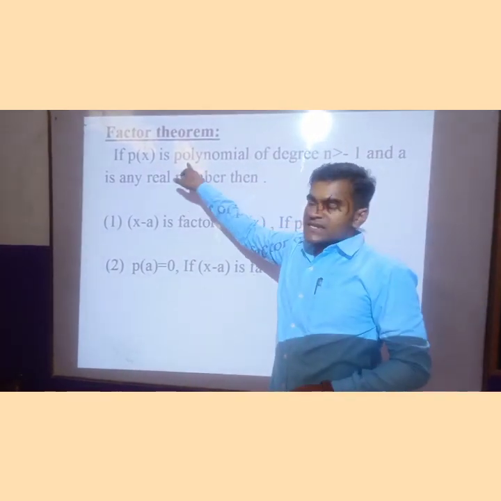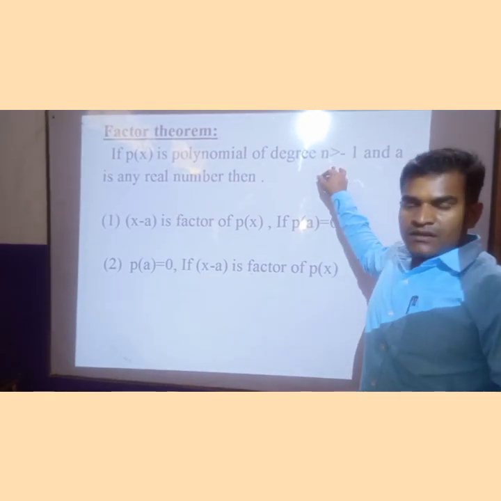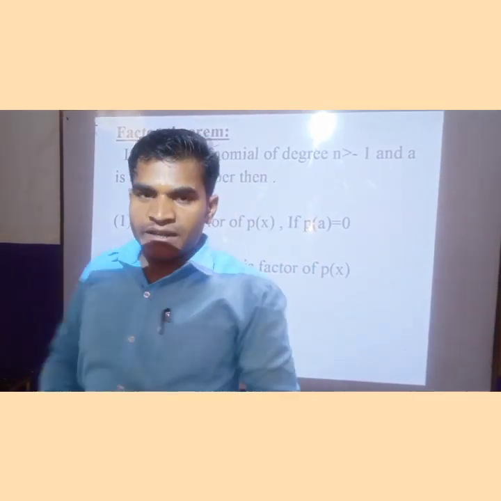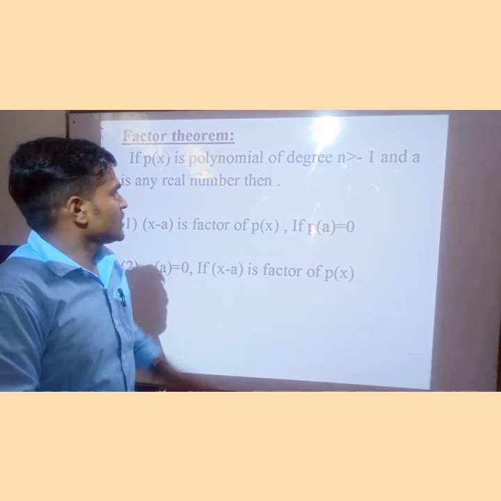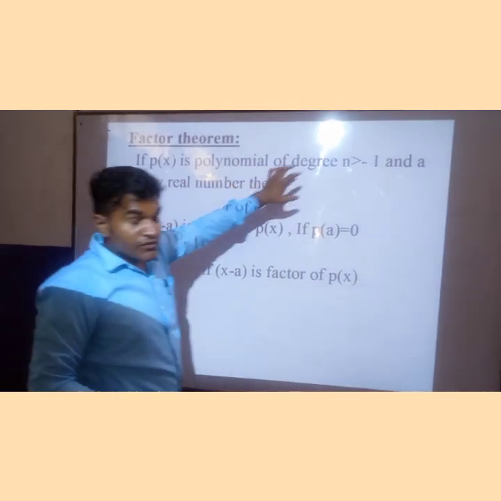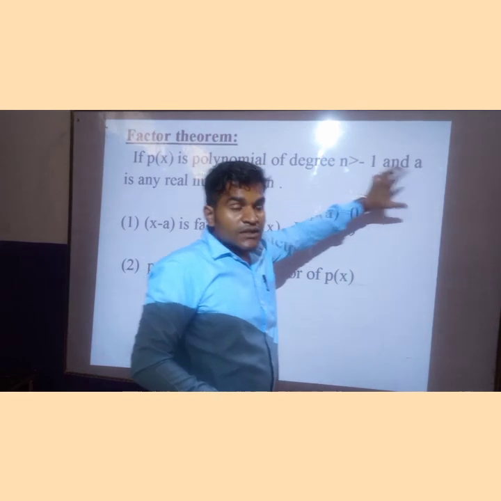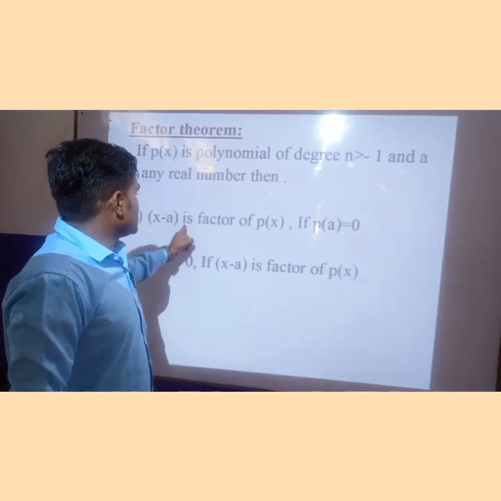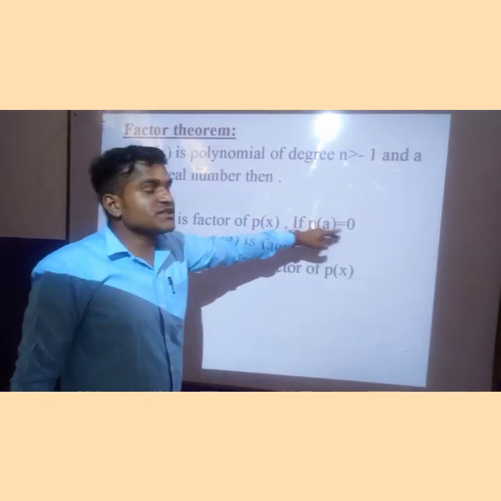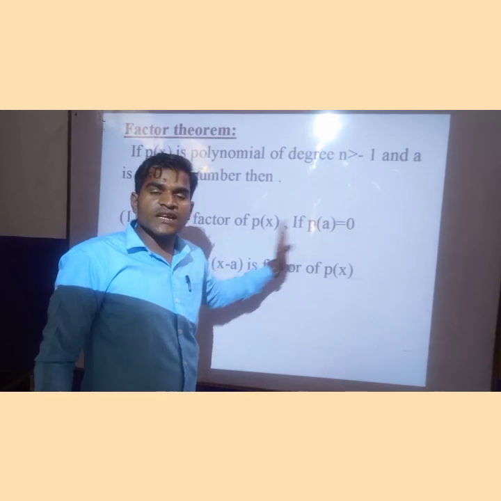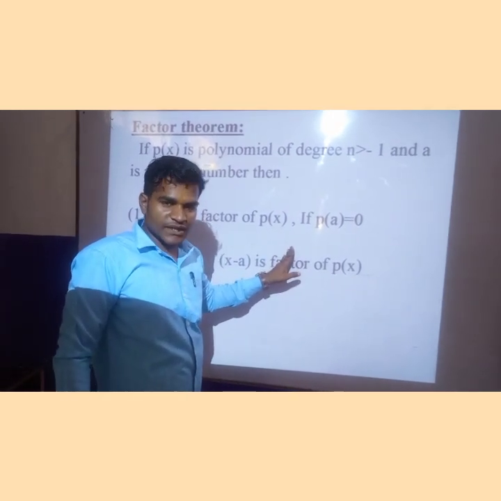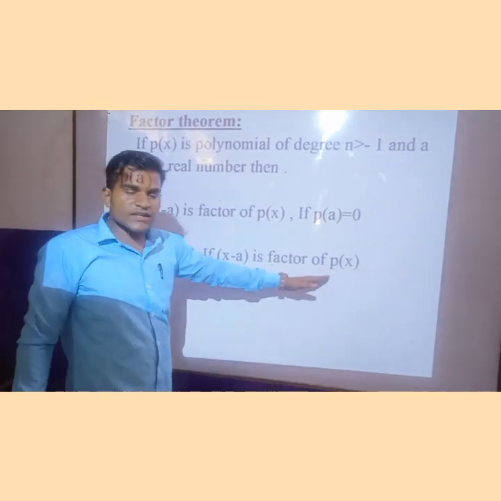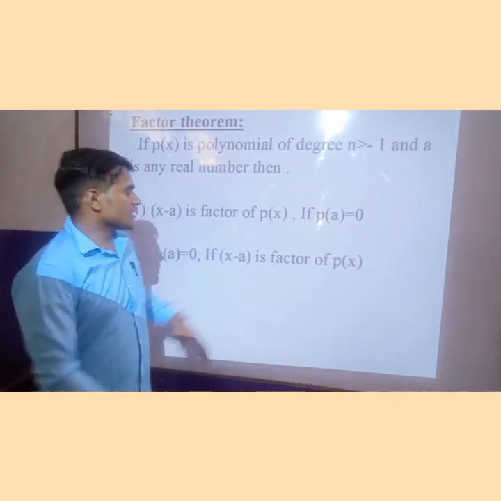Factor theorem: if p(x) is a polynomial of degree 1 or greater than 1, and a is any real number, then x minus a is a factor of p(x) if p(a) is equal to 0. If p(a) is equal to 0, then x minus a is a factor of p(x). And if x minus a is a factor of p(x), then p(a) is equal to 0. Both are true.